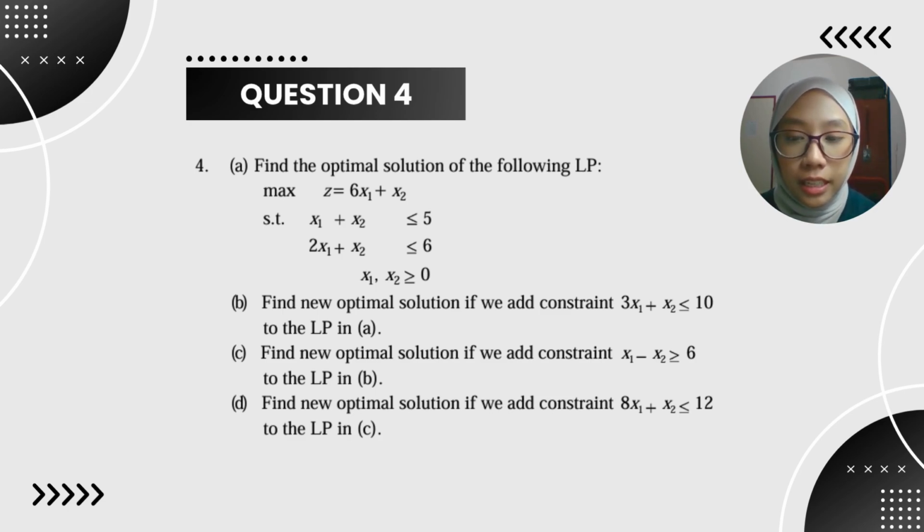As we can see on the slide, 4A asks us to find the optimal solution of the following LP. Then question B: find the optimal solution if we add constraint 3x1 plus x2 less than or equal to 10. C: find the optimal solution if we add constraint x1 minus x2 greater than or equal to 6. And for question 4D: find the optimal solution if we add constraint 8x1 plus x2 less than or equal to 12.